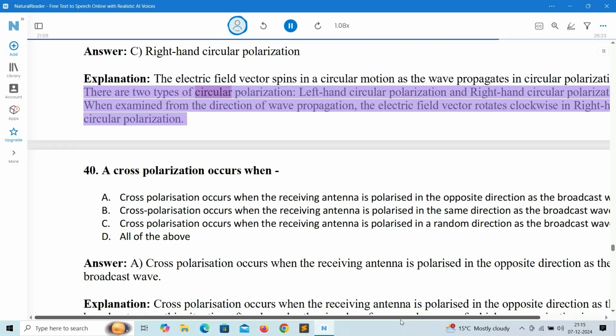There are two types of circular polarization: left-hand circular polarization and right-hand circular polarization. When examined from the direction of wave propagation, the electric field vector rotates clockwise in right-hand circular polarization.